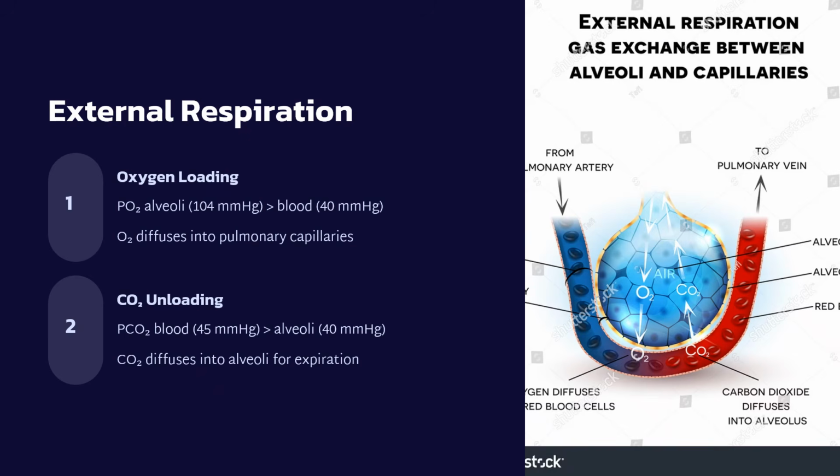Now for your external respiration, the blood arriving at the lungs has low oxygen and high CO2. So your oxygen loads into the blood as it diffuses from the high PO2 in the alveoli into the lower PO2 in the pulmonary capillaries and binds to your hemoglobin. At the same time, your CO2 unloads as it diffuses from the higher PCO2 in the blood into the lower PCO2 in the alveoli so it can be exhaled. So that is your external respiration.